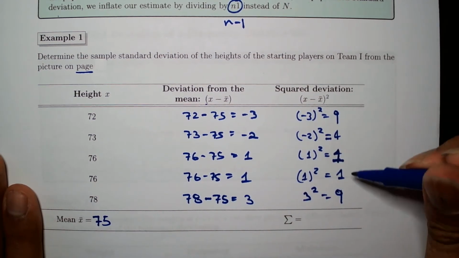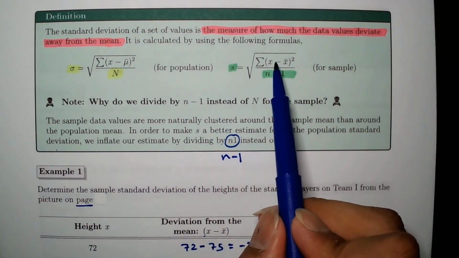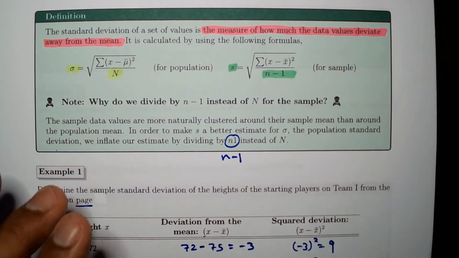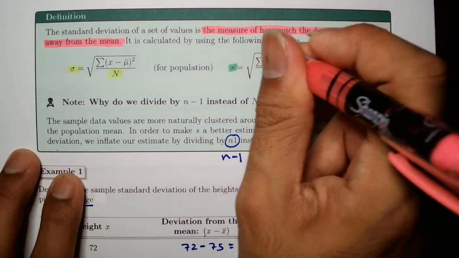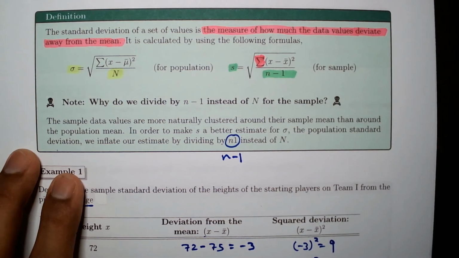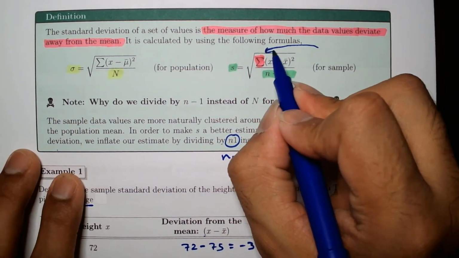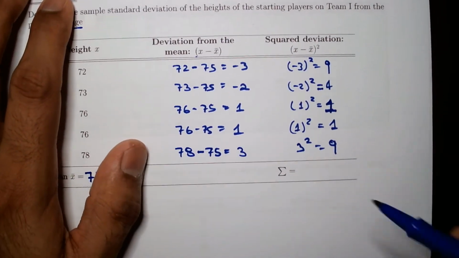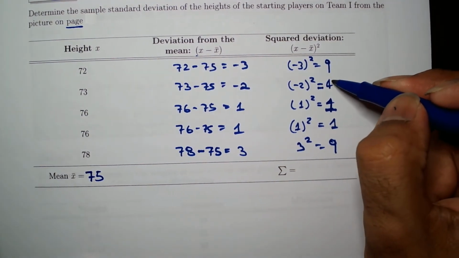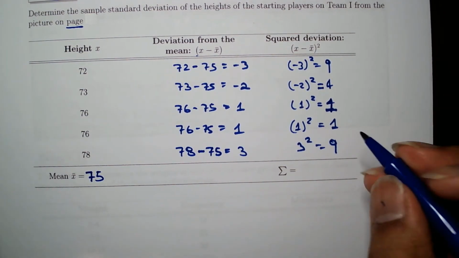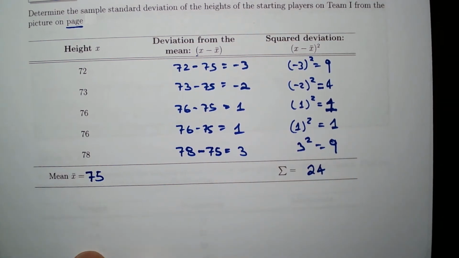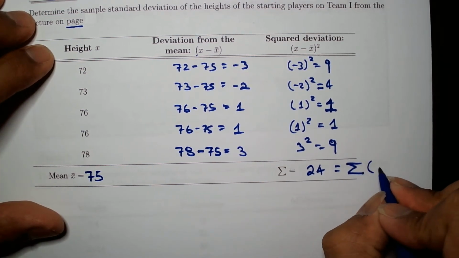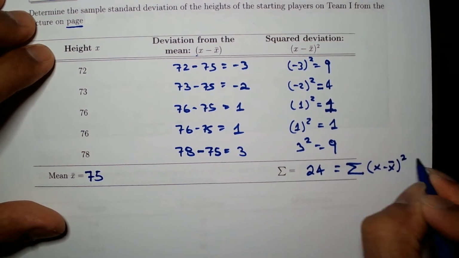And then we are going to add all this, because that's what we need to do. All these differences squared, we need to add them. Recall that this symbol right here, it looks like an E, but it's ultimately sigma, means summation. So we do the summation of all these numbers. 9 plus 4 plus 1 plus 1 plus 9, that's a total of 24. That's the sum of all the x minus x bars, the whole thing squared.